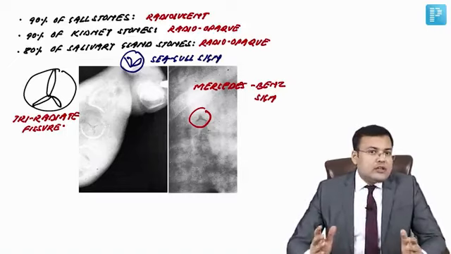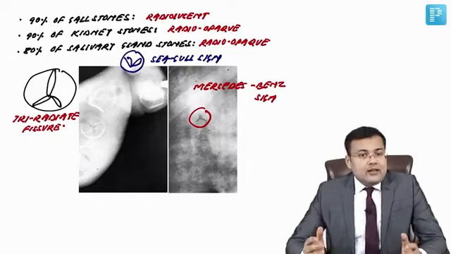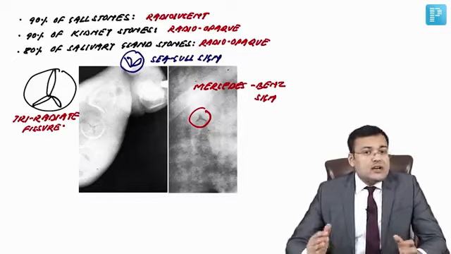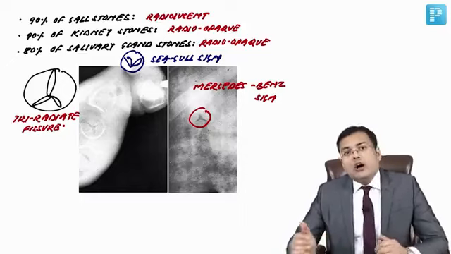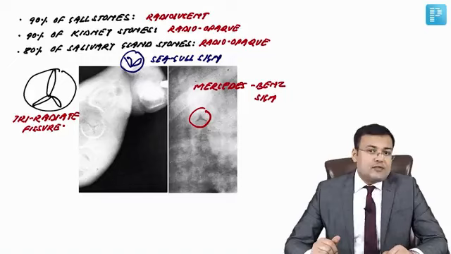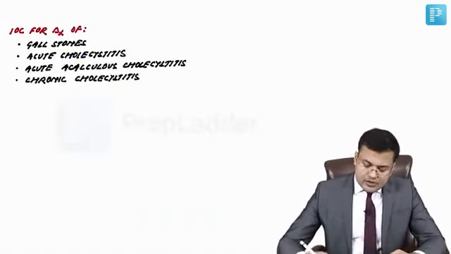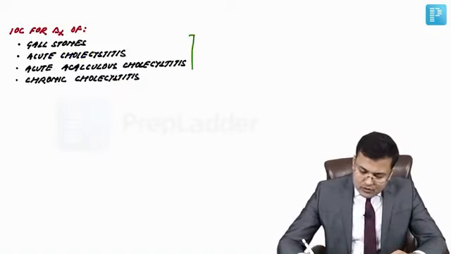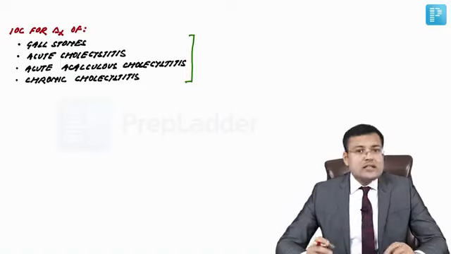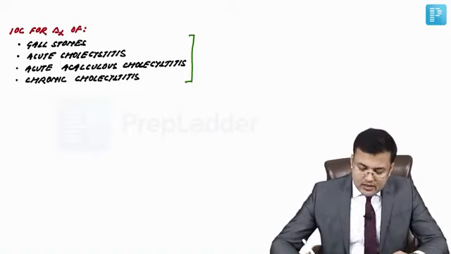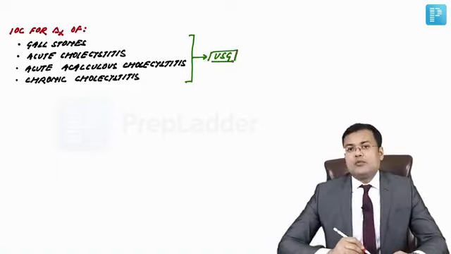Now coming to the investigation of choice. In gallstones, the investigation of choice for diagnosis is ultrasound. And in acute cholecystitis, acute acalculous cholecystitis and chronic cholecystitis, in all these cases, the investigation of choice for diagnosis is ultrasound. So see this important question: investigation of choice for diagnosis of gallstones, acute cholecystitis, acute acalculous cholecystitis and chronic cholecystitis. In all these cases, it is ultrasound.